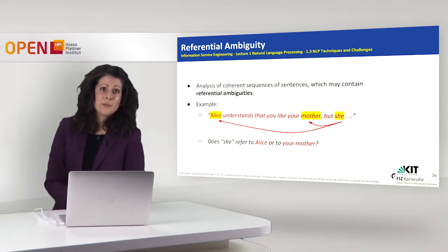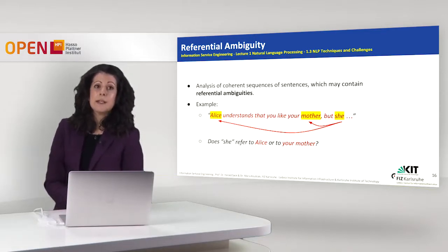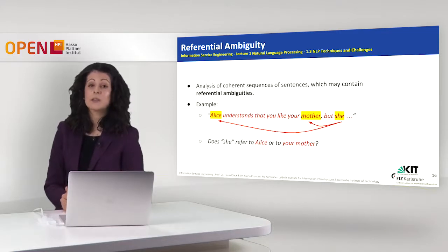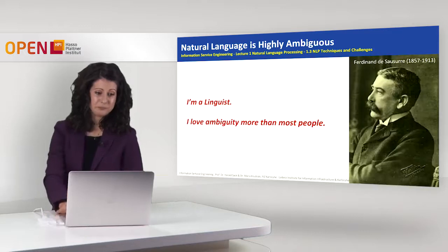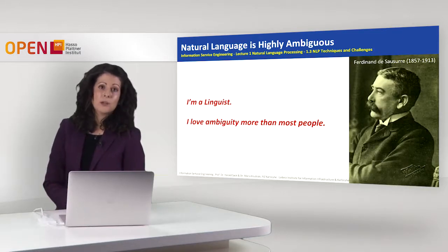And then last comes the referential ambiguity. So here is the analysis of the coherent sequence of sentences which might contain those referential ambiguities. For example, we have the sentence that says, Alice understands that you like your mother. Till here everything is fine. But then comes another subsentence which says, but she, and then what does this she refer to? Does it refer to Alice or to your mother? This is referential ambiguity. So up to now, I hope that we all agree that natural language is highly ambiguous.